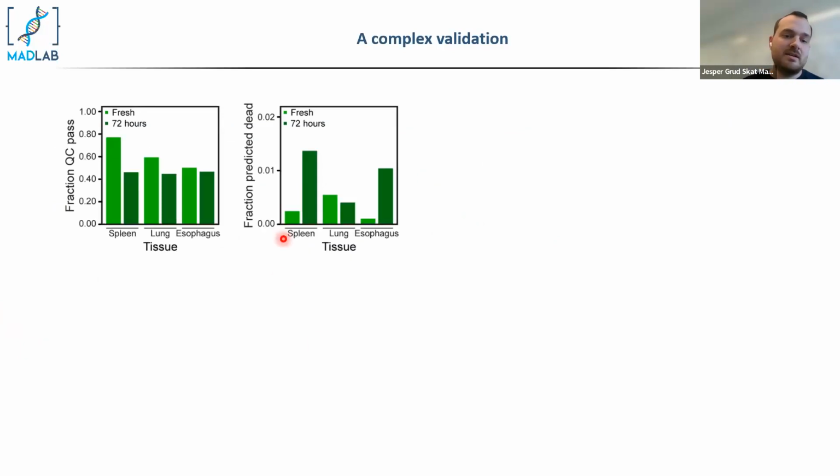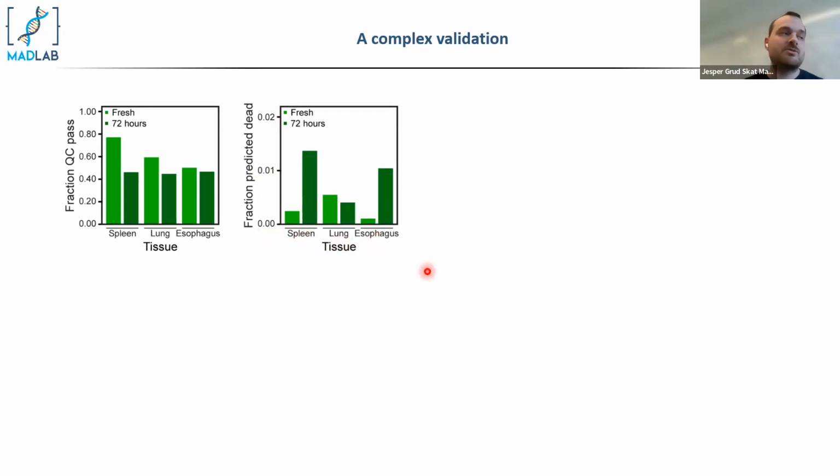And what we could see is that our tool can recover this. So here we have the fraction of dead cells, and we can see in light green we have fresh, and in dark green we have 72 hours. And we can see in the spleen and the esophagus, our method predicts an increase in the number of dead cells, consistent with the TUNEL staining.